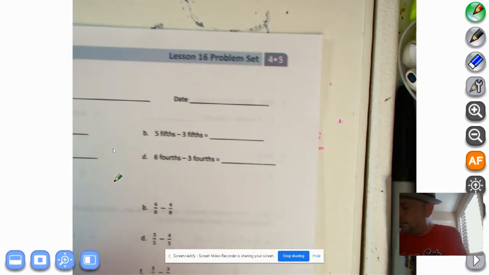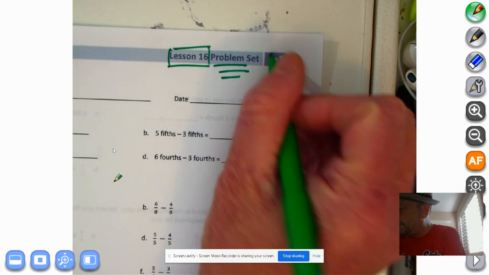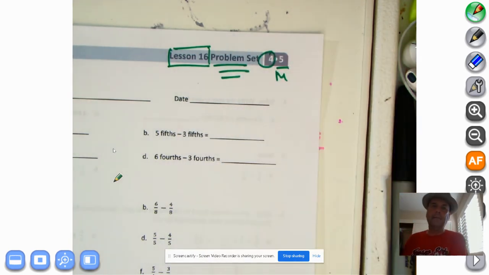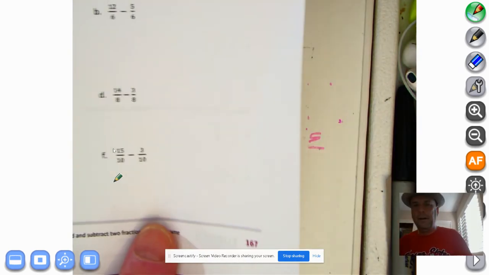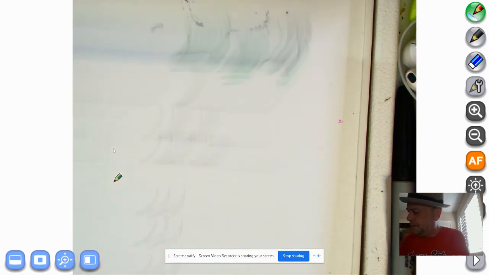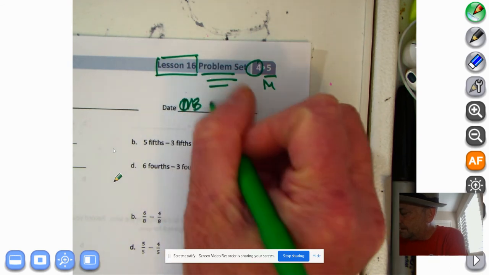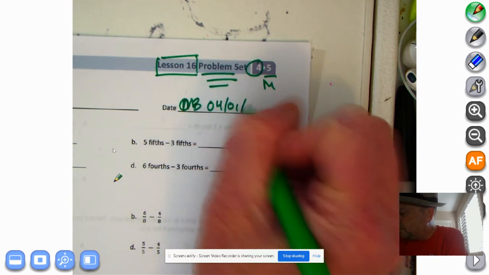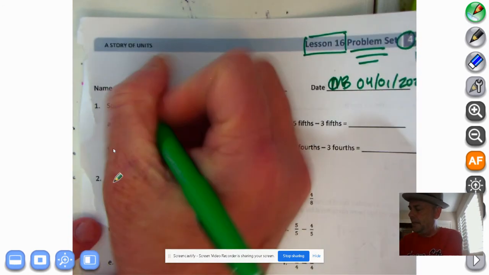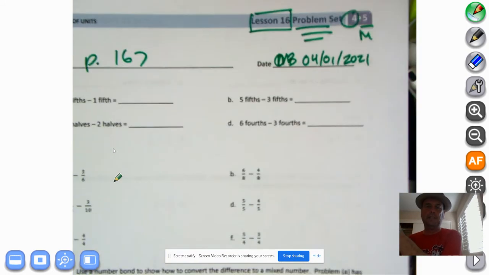Let's see where we're at today. We're doing lesson 16. It is the problem set. You're in grade 4, and this is module 5, okay? And our page number, in case that information isn't enough to get you there, is page 167. Today's date is 04/01/2021. And this is page 167. So there's all the information you could possibly need.